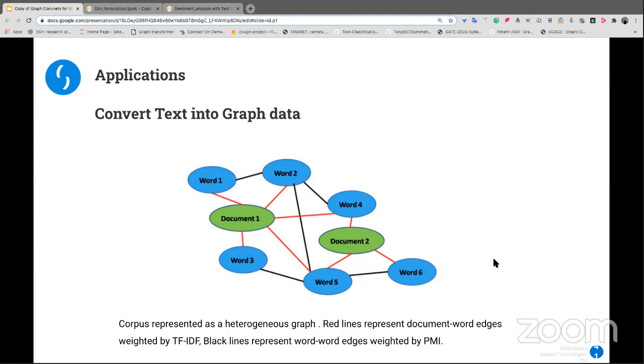Black lines represent word-to-word edges weighted by the PMI. So let's go through one by one how we can convert a text corpus into a graph like this and apply a GCN on that.